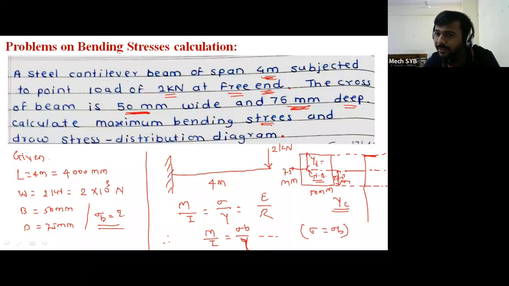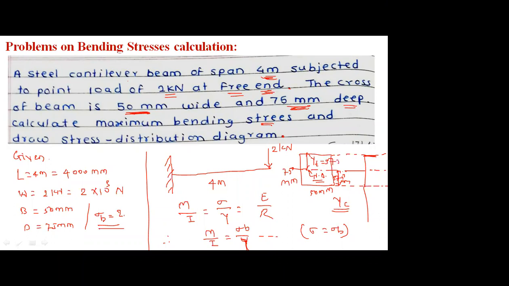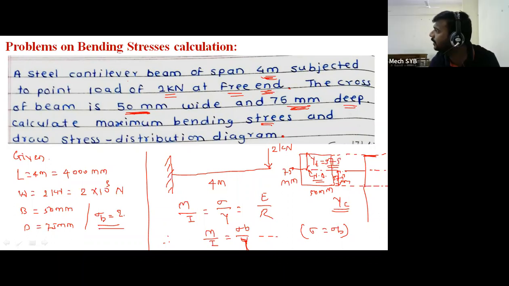YT. Why is it YT? Because above the neutral axis your section is subjected to tension. How much will YT be? 37.5. Then what will sigma T and sigma C be? If YT and YC are different, what will the values of sigma T and sigma C be?